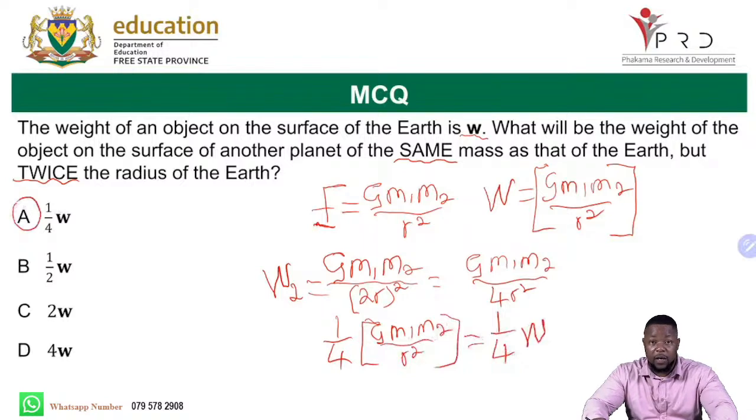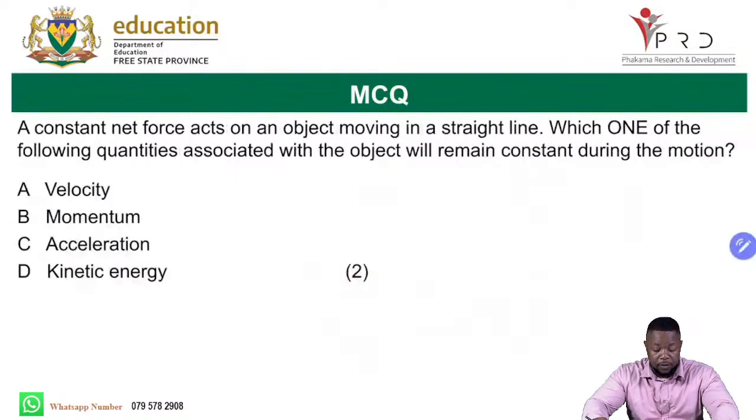So that is how we work out some of these multiple choice questions, by referring to the data sheet, and also referring to the laws and principles that we have learned. Let's go now to the second multiple choice question and see how we go about choosing the best option.